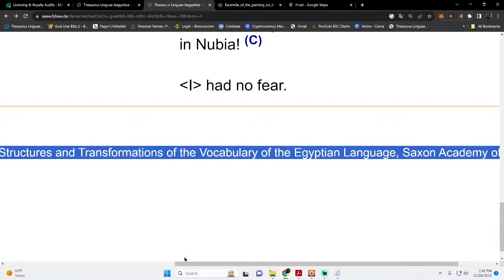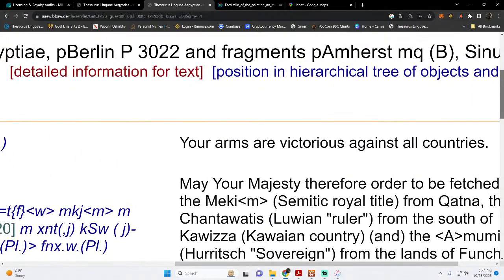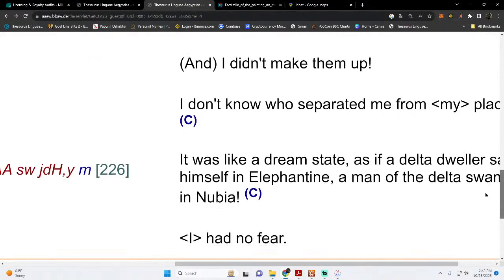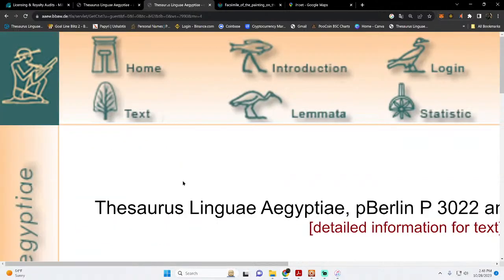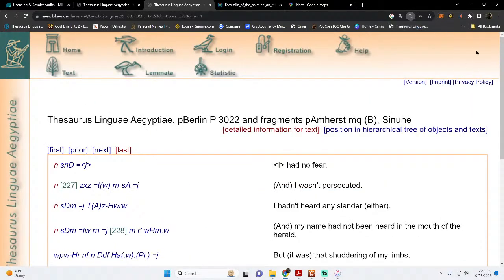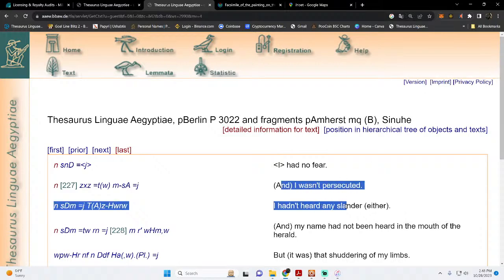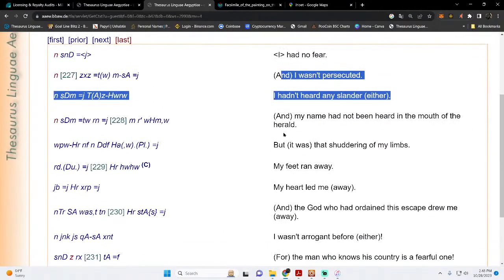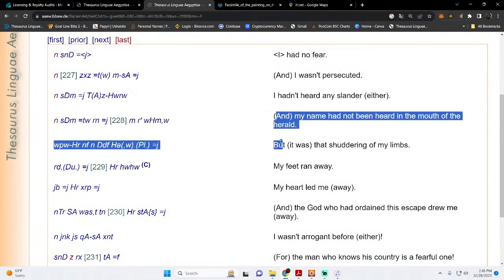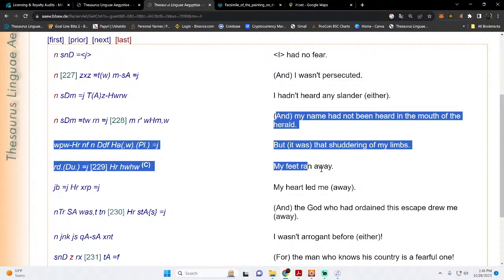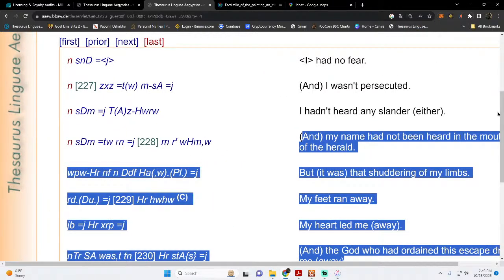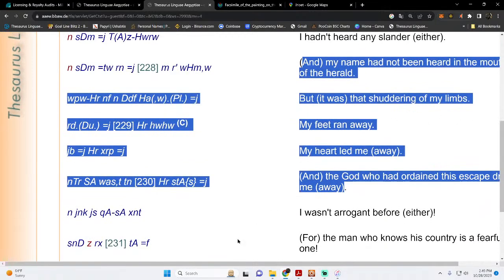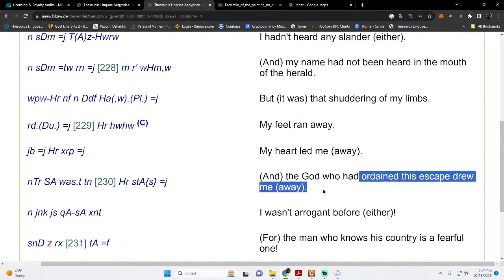Then he said, I had no fear, but you got to think about what he's talking about ultimately. He's saying that it's a dream that he got that letter and all that stuff. Well, let's keep going. Because I did skip to a part in the story. I was not persecuted, and I had not heard any slander. And my name had not been heard in the mouth of the herald. It says, it has not shuddered my limbs, my feet ran away, my heart led me away. So that's why he went to be an Asiatic. Man, they're telling you right here. My feet ran away, my heart led me away, and the God who had ordained this escape drew me away.